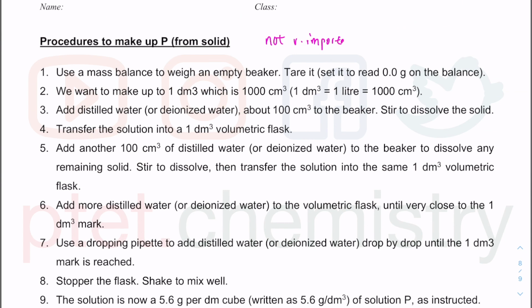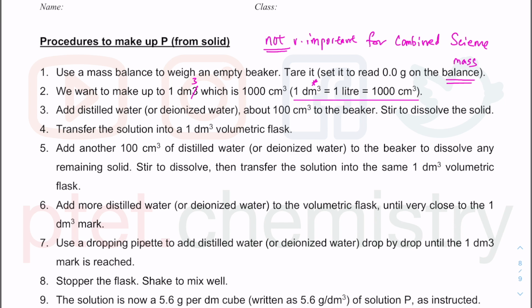This is not very important for combined science, so I wouldn't be too worried if you think it's too wordy and too much for you. Don't worry about it too much. Just importantly, be able to identify a mass balance in order to read out masses, to use to make up a stock solution from the solid. You need this conversion factor.